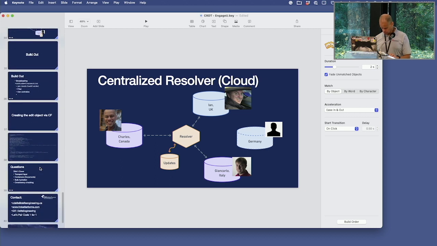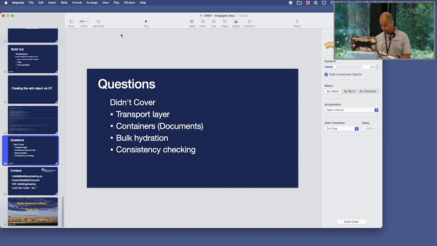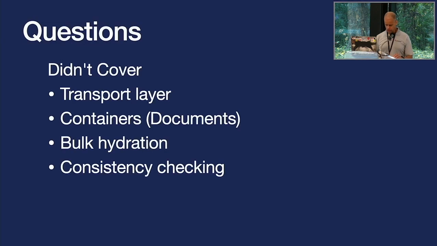So I want to jump to the end here and just mention a few things that I didn't cover today. I didn't talk about the transport layer too much. That's the mechanism you're using to communicate, because every sync is different. Maybe you're connecting through a FileMaker connection from FileMaker Go to the cloud, and maybe you're doing something like that.